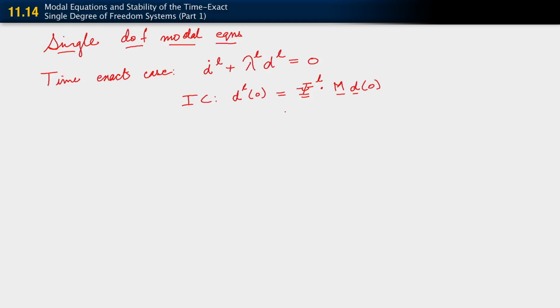okay, which is of course psi L dotted with m d naught, okay, and just for convention, let's call this quantity, right? Let's call that quantity d0 L. Okay, that's the initial condition.